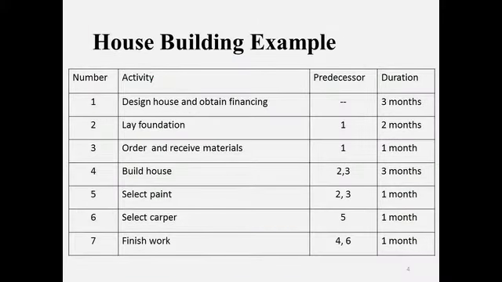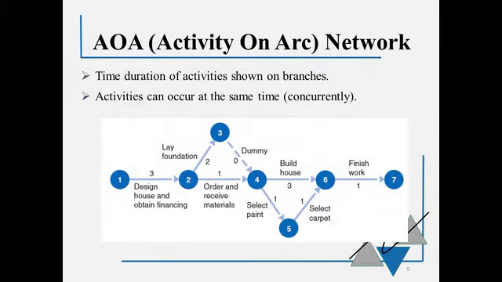So this is a house building example that he goes through in the book. We're going to look at this. You'll see that there's some things that have to happen before other activities can happen. So the first thing that has to be done is to design the house. And the second thing is lay the foundation. Well, before they can lay the foundation, they have to design the house. So number 1 is the predecessor for activity 2. And you'll see in that last column the duration, how long it takes for all of these different activities or events. He goes over essentially 2 different methods to draw these projects onto a network.